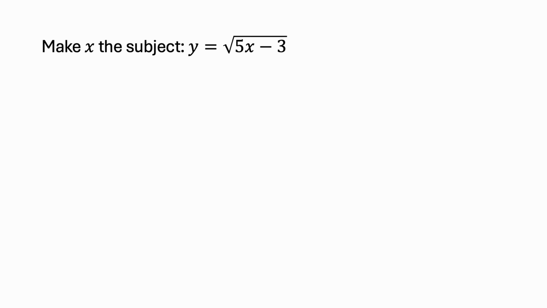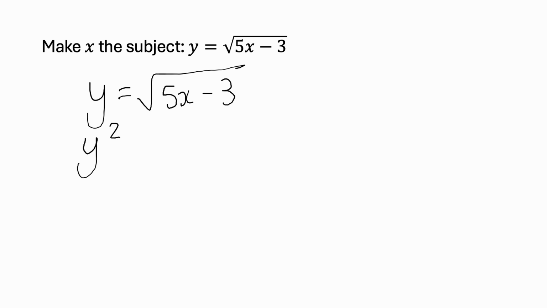Now this one here, make x the subject for y is equal to the square root of 5x minus 3. First of all, what we need to do is get rid of that square root. The opposite of square rooting is squaring. So we're going to square both sides. So essentially we get y squared is equal to 5x minus 3.